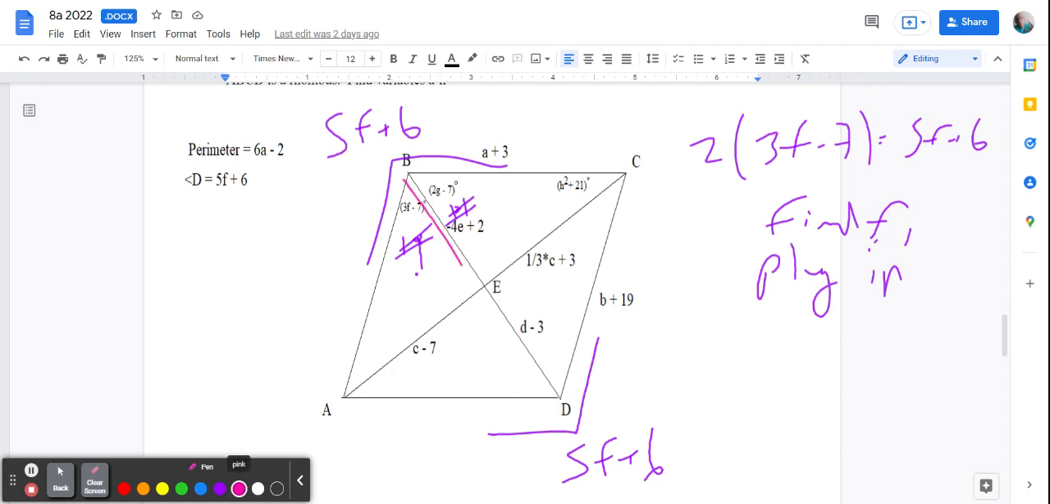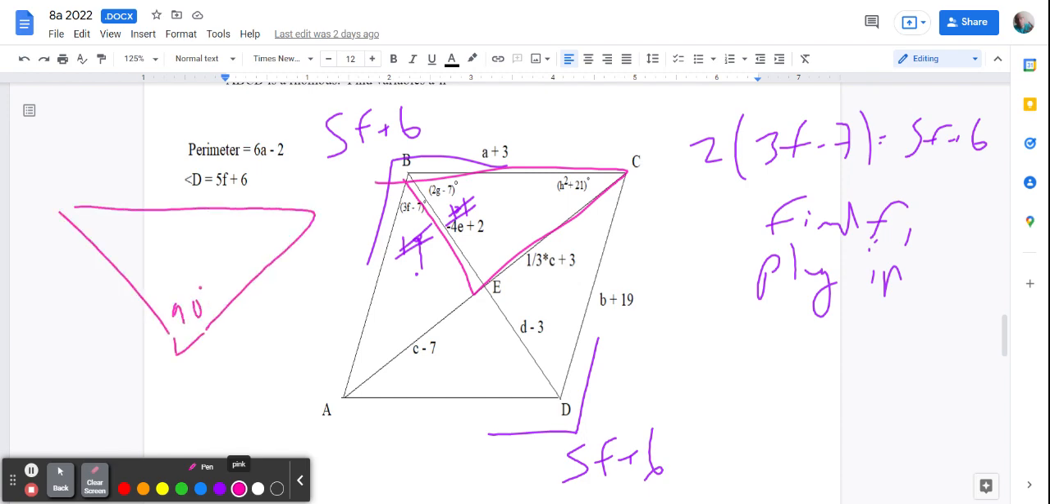Lastly, we have this triangle here. We know we have a 90-degree angle there. We should have a number there for the measure of that angle after we plug in our F. And so minus all those from 180. So we'll make h squared plus 21 equal to whatever 180 minus 90 minus this number. And then we can sort of go from there to find h.